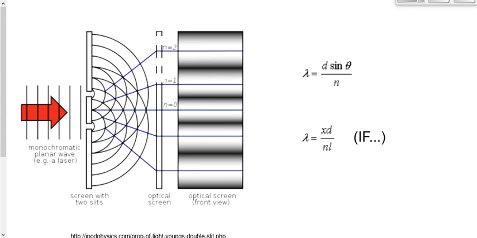Now, this is where we ended off on Thursday. The equations that describe what's going on here. Two equations, both of them solving for lambda. Lambda stands for what, by the way? Lambda stands for the wavelength. Yeah, the wavelength of the light.